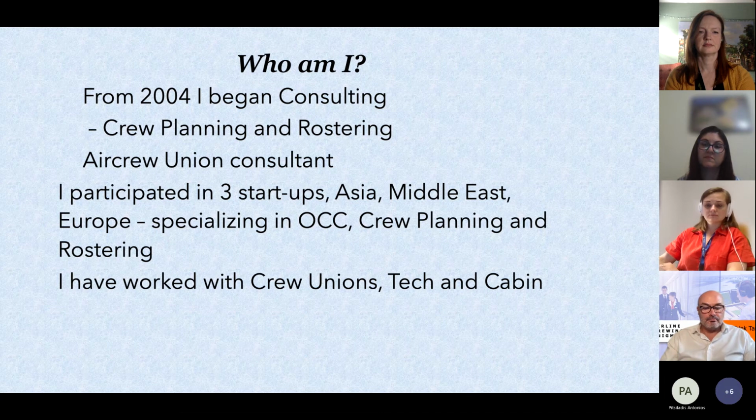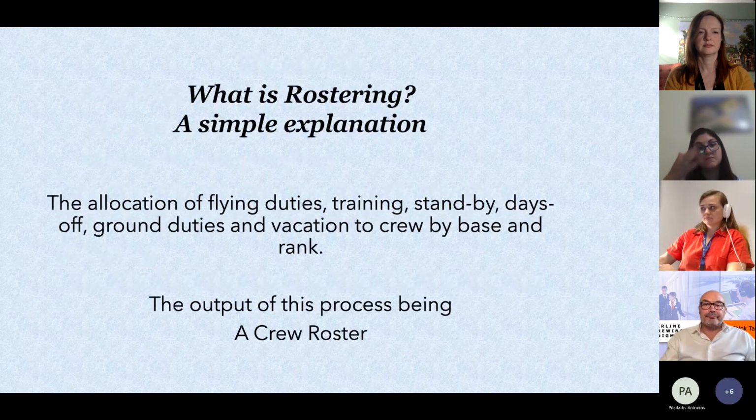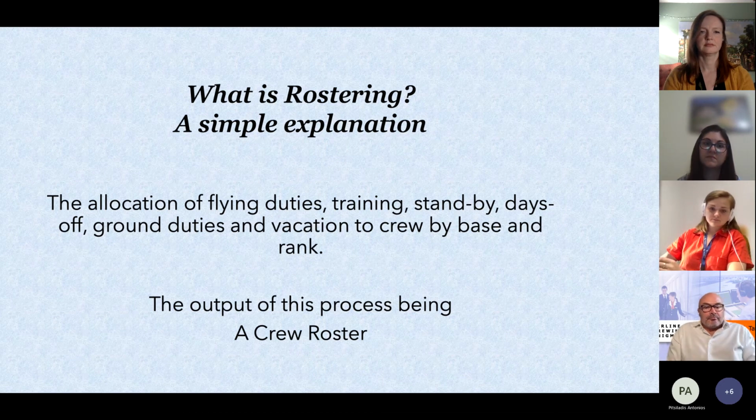I've been fortunate to view aircrew planning and the rostering process as a planner, a manager, a business analyst, consultant, crew member, and a vendor. So, what is rostering? This is a simple example. The output is a crew roster. On average, airlines complete the rostering process 1 month at a time.